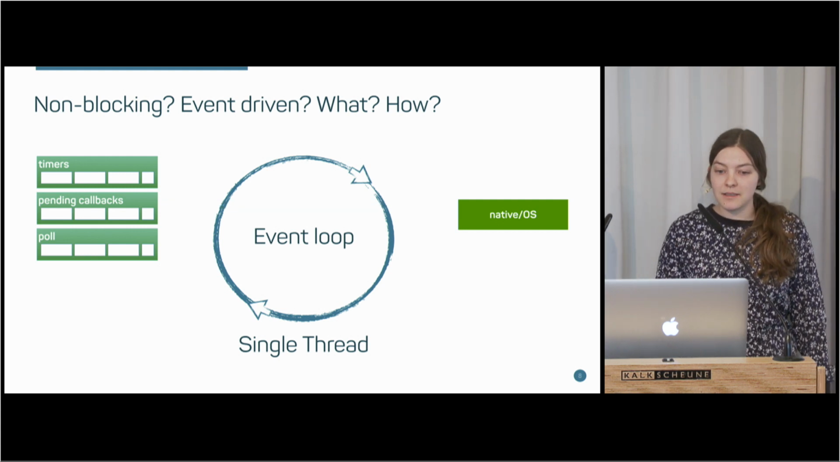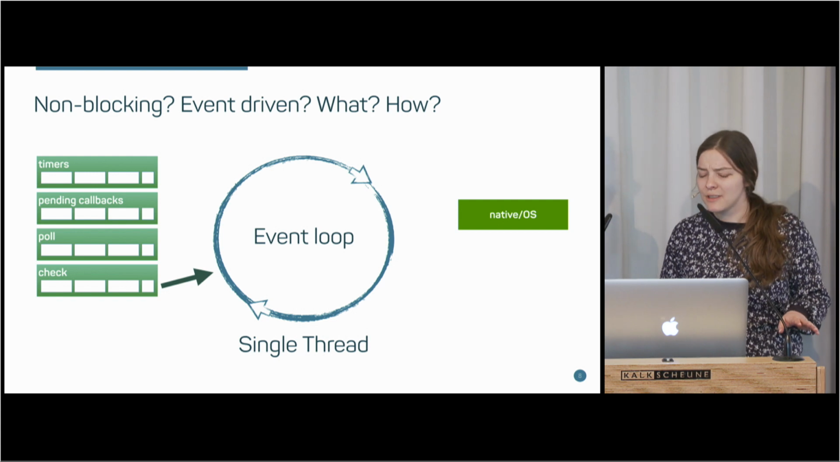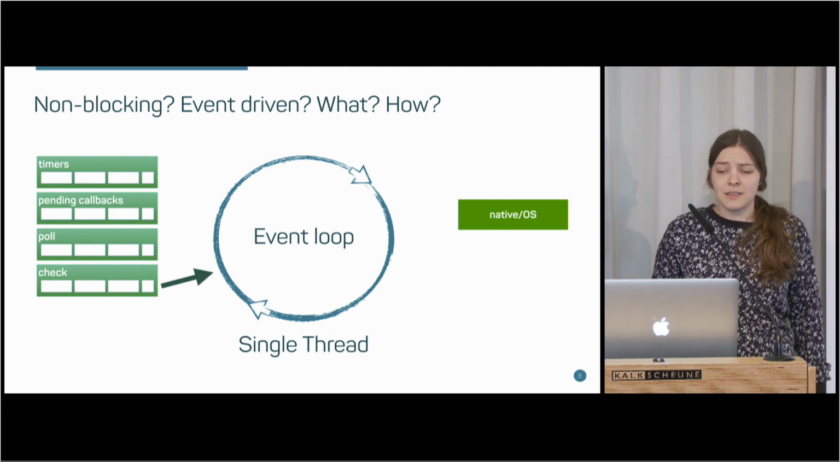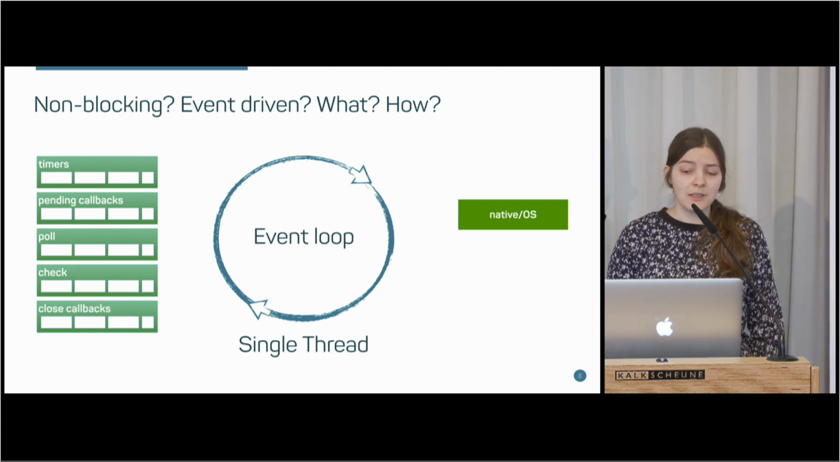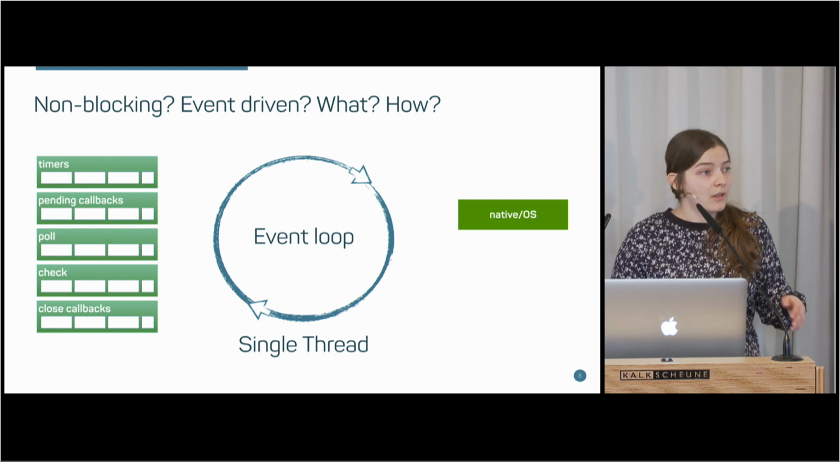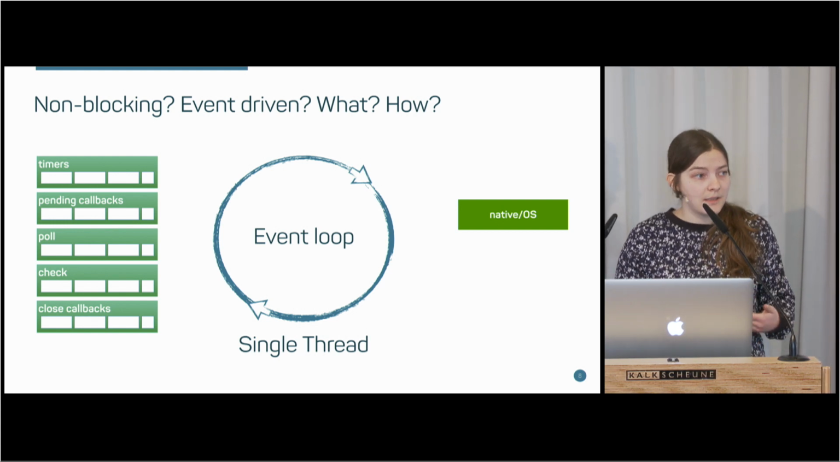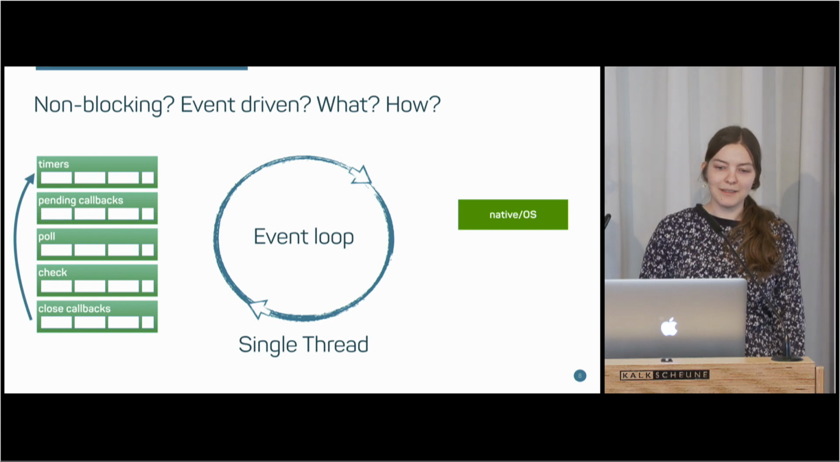The next thing is the check queue. It's not so important. It has to do with setImmediate, but we're not covering it in this talk. Lastly we have the close callback queue. This queue is for when a connection or socket connection is closed. It will be handled in this queue. And then it will start from the top again.